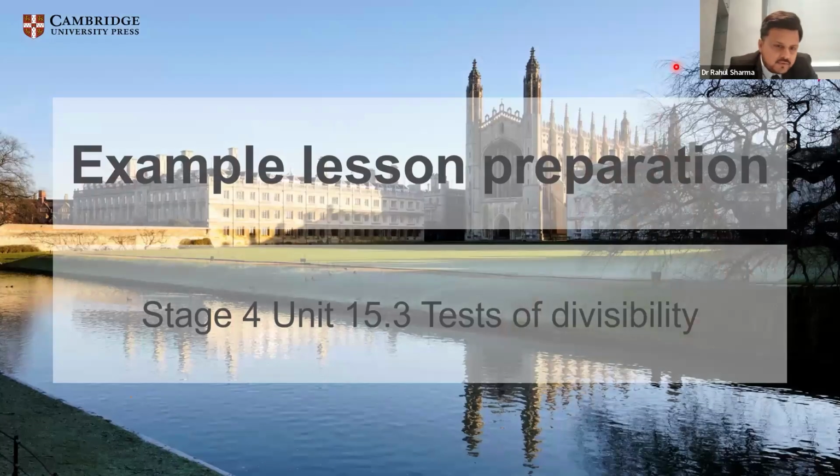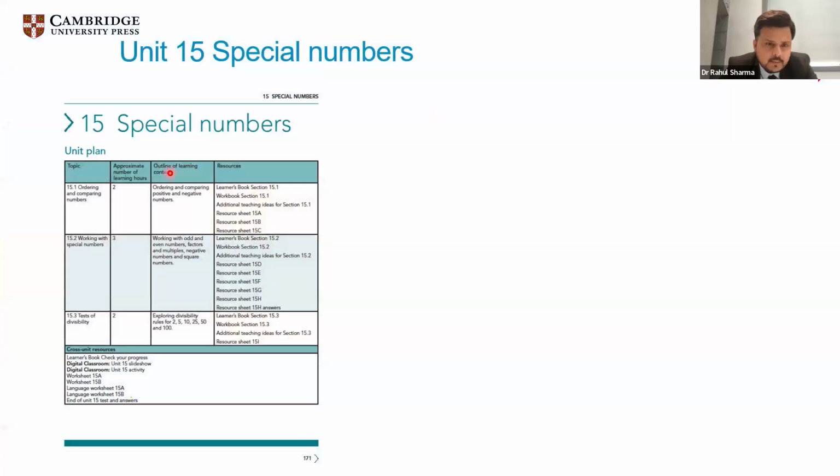So let's have an understanding of what we have understood through the learner's book, through the teacher's resource, through Cambridge Go, and definitely the workbook. We'll try and do an example lesson preparation together. Let's say there is a particular unit called Special Numbers where I open the teacher's resource first. I get into the unit plan and I want to start and make a lesson plan for this: test of divisibility.